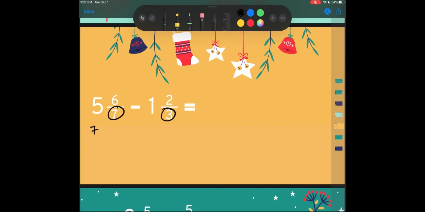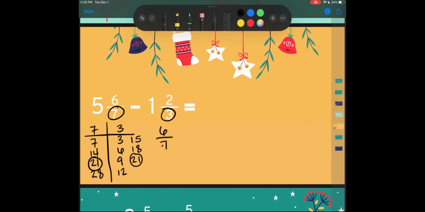So let's skip count by 7 and 3. So 7 would be 7, 14, 21, 28. 3 would be 3, 6, 9, 12. I'm going to have to keep going. 15, 18, 21. So 21 is the first number that they both share. So I got to turn 6/7 into 21sts, and then 2/3 into 21sts.